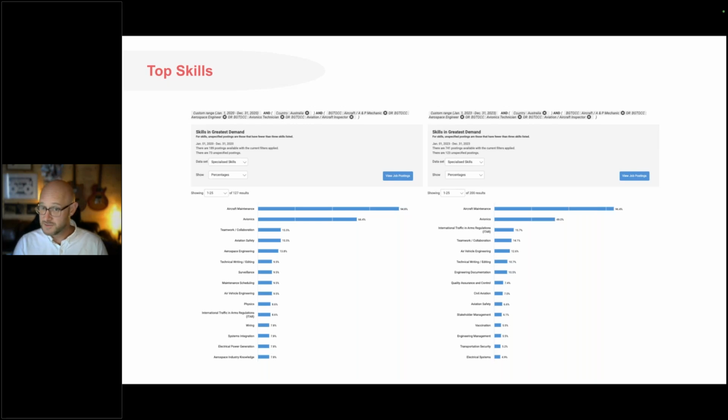Engineering documentation has also increased markedly, with only 3.4% of postings requesting the skill in 2020, growing to 10.5% in 2023. Having this data available allows us to build our curriculum in a way that prepares students for the skills they need when they graduate and enter the workforce.